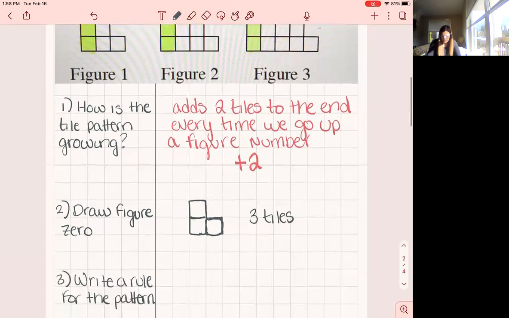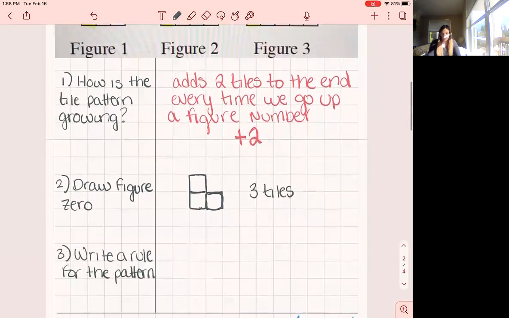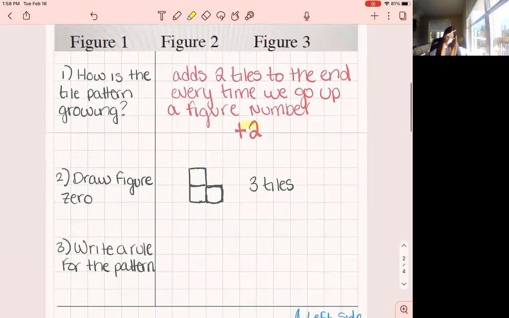Okay. Number 3 then says write a rule. So what I'm going to do is take my highlighter and highlight the pieces from 1 and 2 that are going to help me answer 3. So I know that I'm using this plus 2 and this 3 tiles to write the rule. The rule needs to be y equals mx plus b.